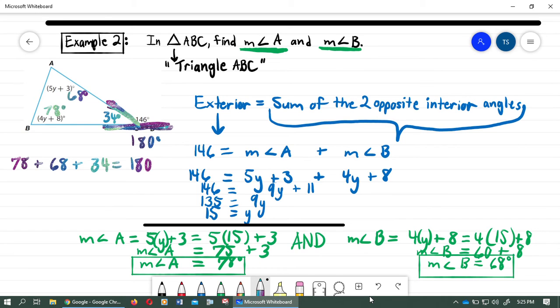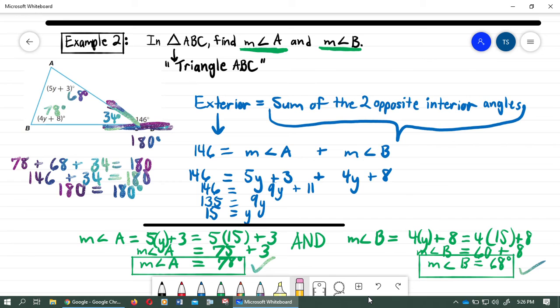Well, that's a great question. 78 plus 68 gives us, sorry, 146. And 146 plus 34. Well, look what we got here. It sure enough does, y'all. All three of these interior angles add up to give us 180 degrees. Those two angle measurements that we found are right.